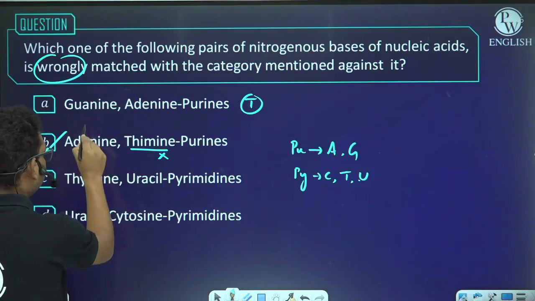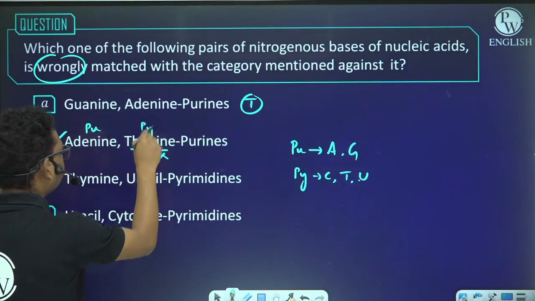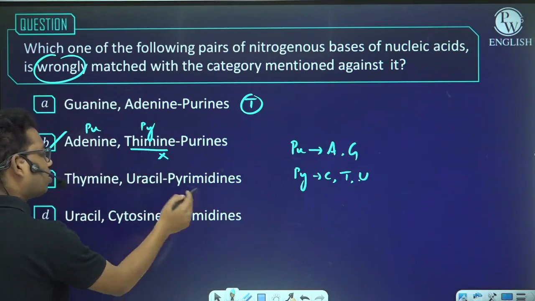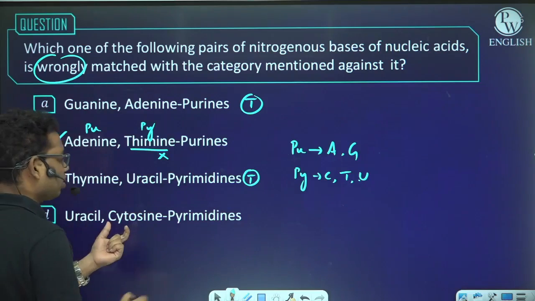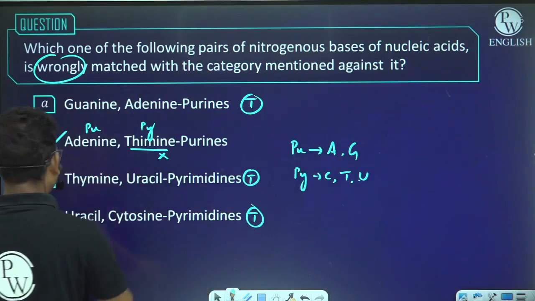Okay, this is purine and this is pyrimidine. So this will be the answer. Thymine and uracil, they are pyrimidine. This is a true match. Okay, and uracil, cytosine, they are pyrimidine. This is also correct. So the answer will be B.